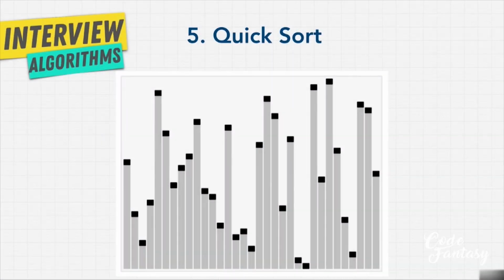Welcome back. Let's talk about our fifth sorting algorithm, quicksort. Even just from the name, you're thinking, this is going to be quick. Quicksort, just like merge sort, is a divide and conquer algorithm, which should ring a bell in your head, saying that there's probably going to be O of n log n. And if you're thinking that, you're right.